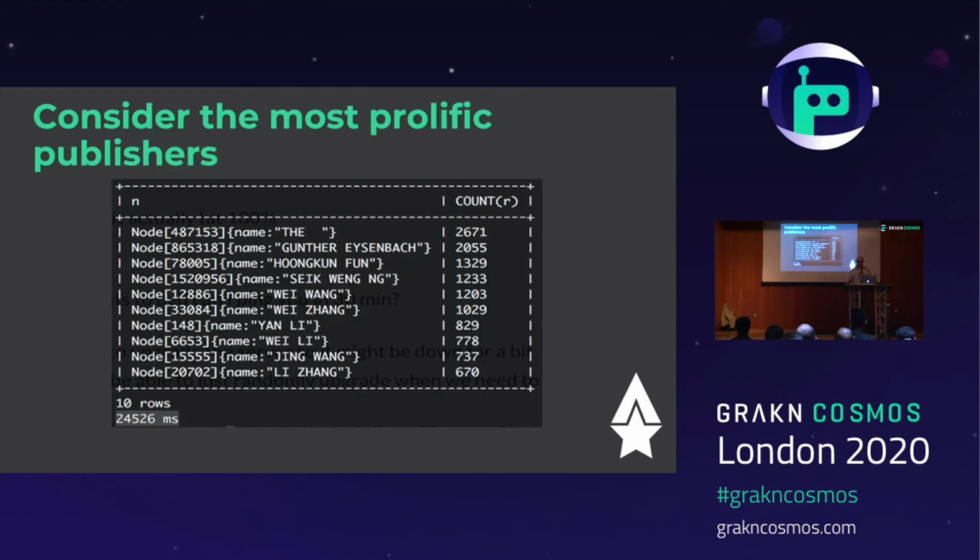Another way to analyze this would be to slice out the top publishers, right? So we just stacked these publications up and then looked at who published the most. It's obviously a data integrity issue. Gunnar Eisenbach, who I had never heard of, but it turns out I should have. He's the top publisher of humans. And then Hong Kong Fun and Seng Keng Ning are 2 very similar numbers. They come out at very similar numbers.